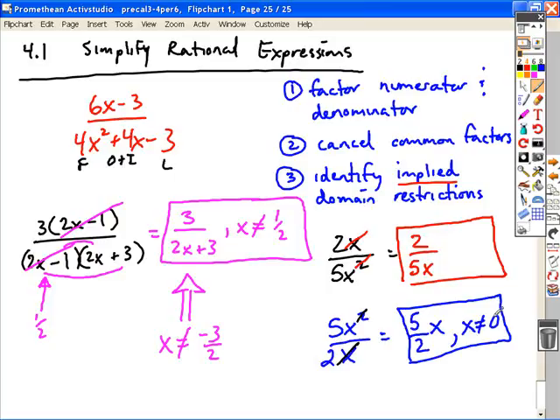All right, let's go ahead. I want you to try the 3 sample problems. This is on page 31. Sample problem number 2. And I want you to see if you can reduce each of those.